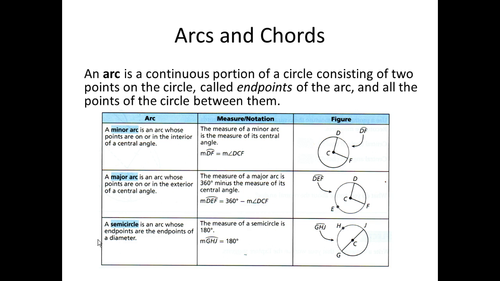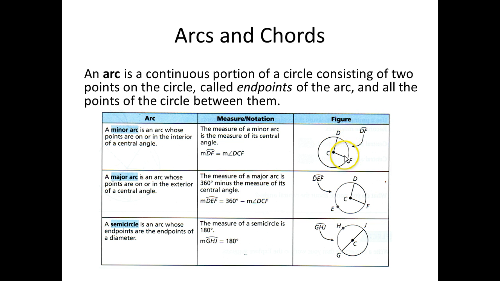Okay, so a little bit more vocabulary. We need to talk about what an arc is. An arc is a continuous portion of a circle consisting of 2 points on the circle called the endpoints of the arc and all the points of the circle between them. So if you take a look at this circle C here, I would consider this piece an arc of the circle, since it's a continuous portion of the circle consisting of 2 points that are on the circle, D and F, called the endpoints of the arc. So I would label this arc in this way, arc DF, since those are the endpoints of this arc.